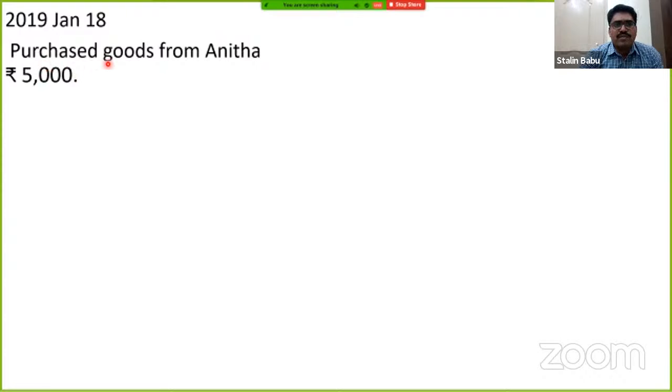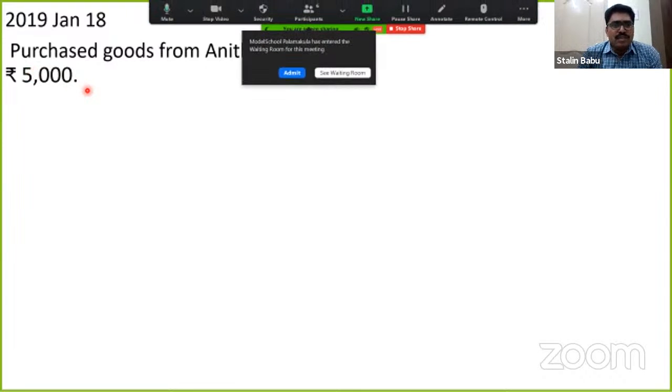Here, purchase goods from Anitha. Anitha is the supplier of the goods. But here we are not paying any cash. There is no information regarding cash. This 5,000 represents the value of goods. It is not cash. We are purchasing the goods from Anitha, so the two accounts affected are purchase account and Anitha account.